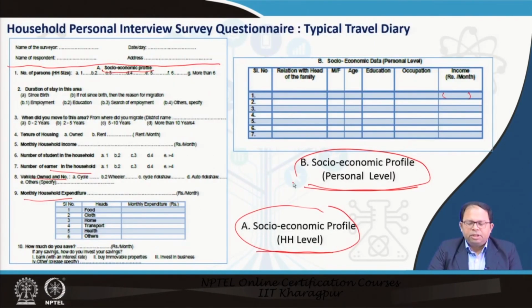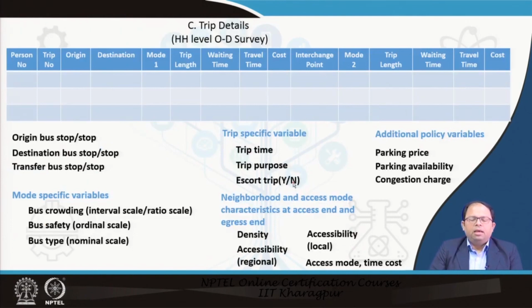Then along with this data, because we are collecting travel diary, we are also taking the data on the trips that this particular household makes or the different persons living in the household make. So we have the person number over here. We have already recorded the person number earlier. We also take his trip number. He may be conducting many trips in a typical day.